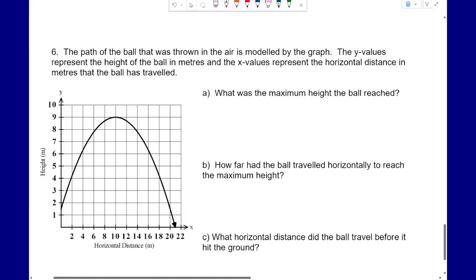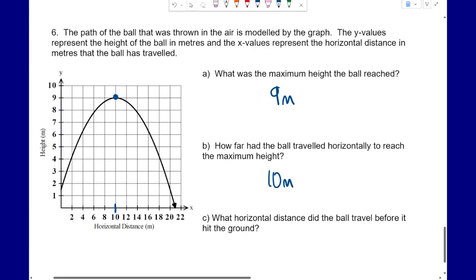In the next one, the path of a ball that was thrown in the air is modeled by the graph. The y values represent the height of the ball in meters, and the x values represent the horizontal distance in meters that the ball has traveled. So what was the maximum height of the ball reached? Again, looking for that vertex. So maximum height of 9. How far had the ball traveled horizontally to reach that maximum height? Again, looking for the x value of the vertex, in this case 10 meters.